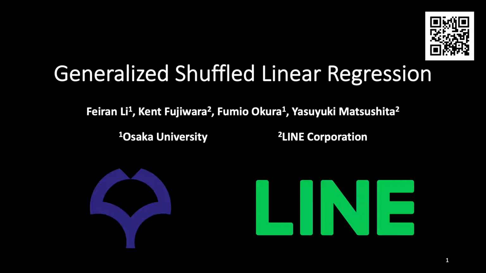On behalf of all the co-authors, I would like to present our work titled Generalized Shuffled Linear Regression. This is a joint work between Osaka University and Line Corporation. Our project is already open sourced online and you can easily reach it by scanning the QR code on this slide.